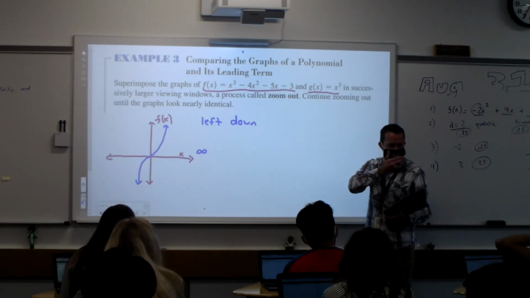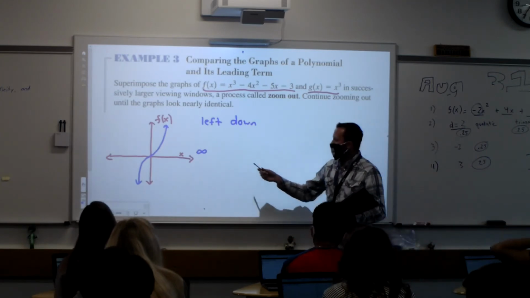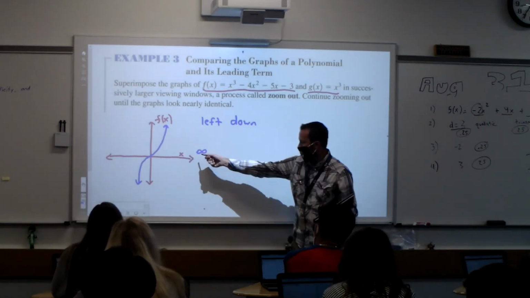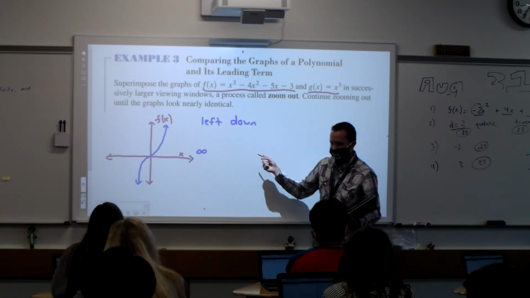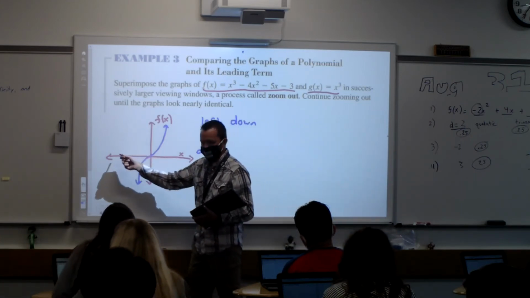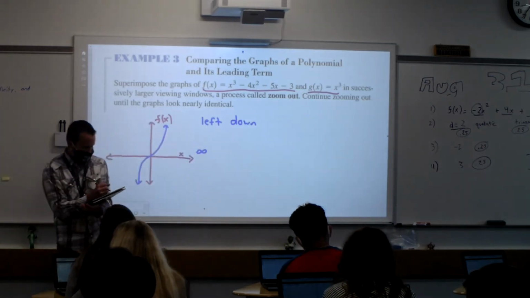Okay, so what we're going to start looking at is, if I'm going to the right, what is x approaching? It's getting bigger and bigger, so it's approaching positive infinity. If we're going to the left, what's x approaching? Negative infinity.